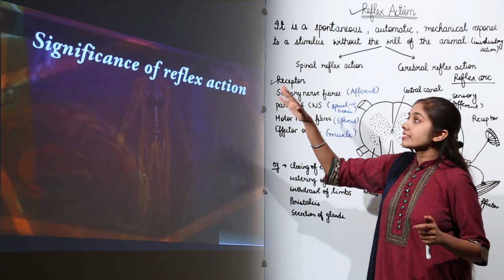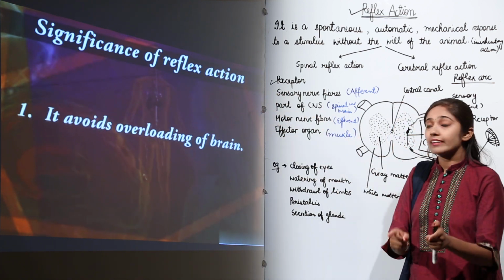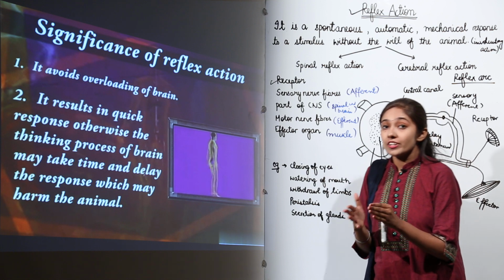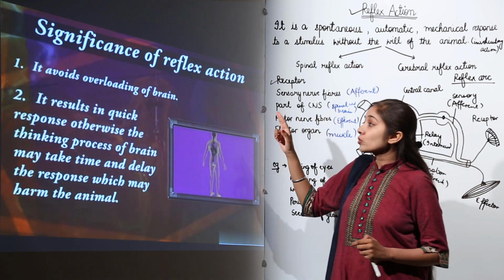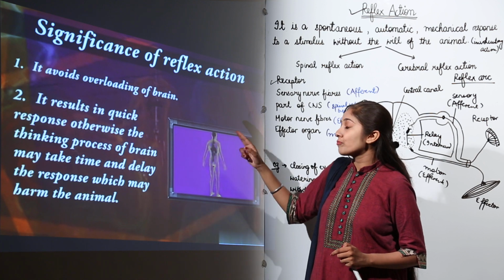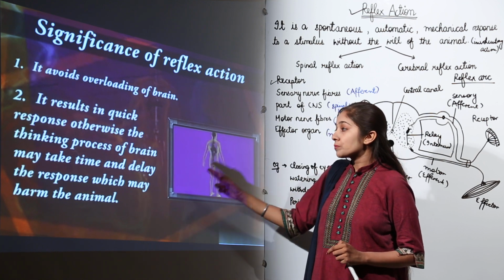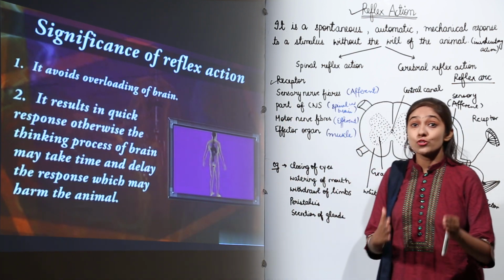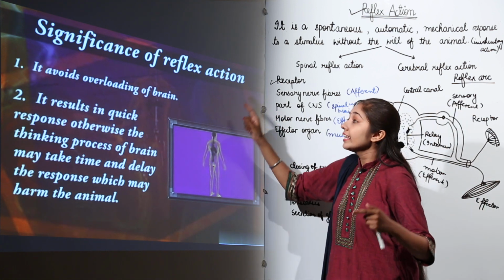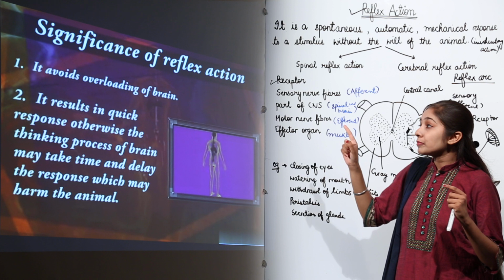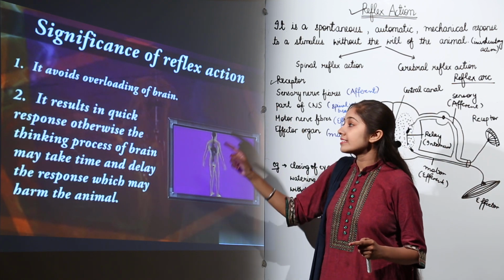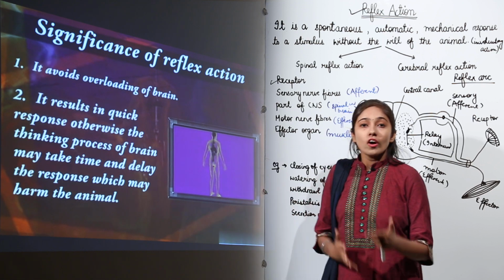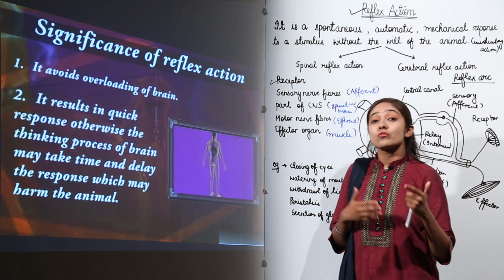Now, what is the significance of a reflex action? Very important, understand this carefully. It avoids overloading of the brain because the spinal cord is functioning here. Then it results in quick response, otherwise the thinking process of the brain may take time and delay the response, which may harm the animal. So these are two major significances of reflex action that you need to remember. Number one, it avoids overloading of the brain, and number two, it results in quick response, otherwise the thinking process of the brain may take time and delay the response, which may harm the animal. So this reflex action provides you a survival advantage also.